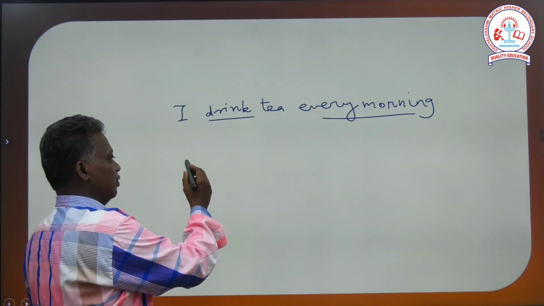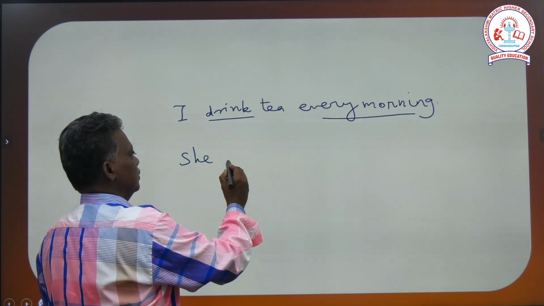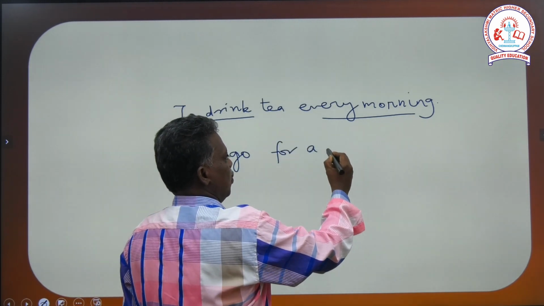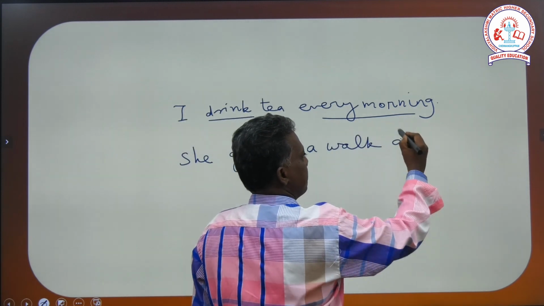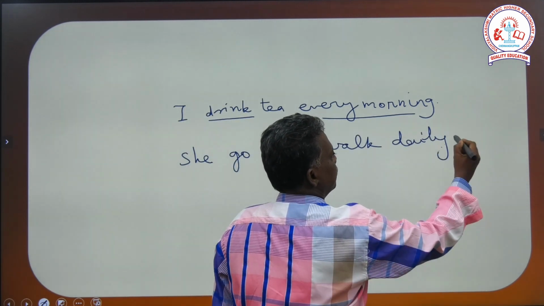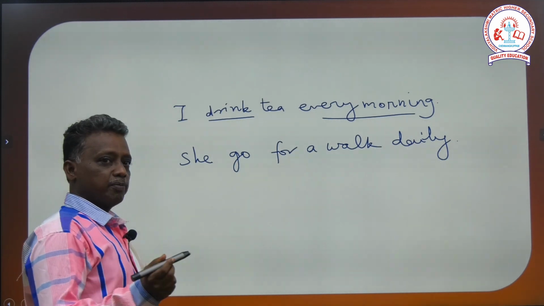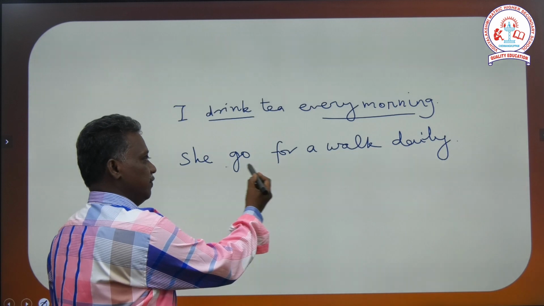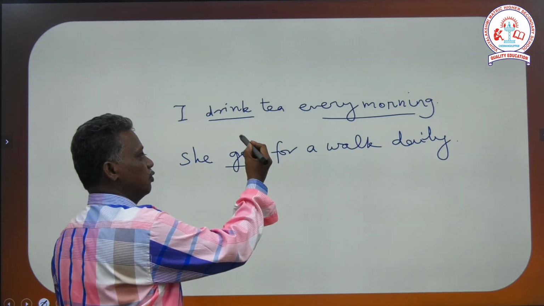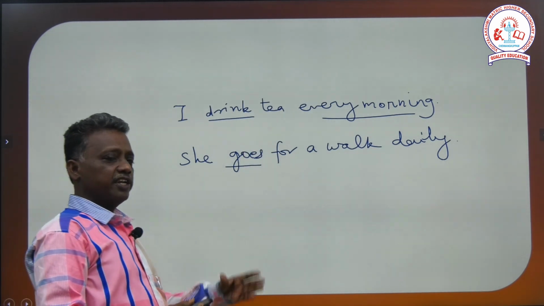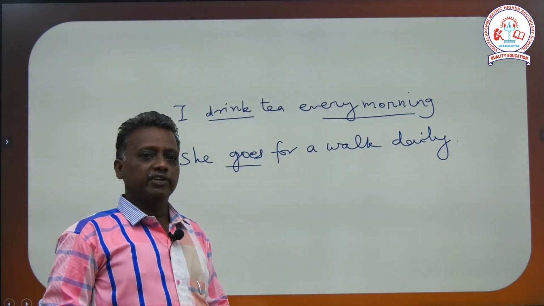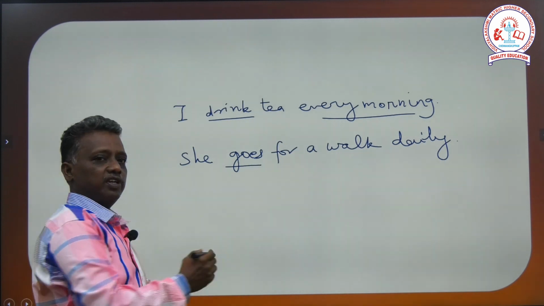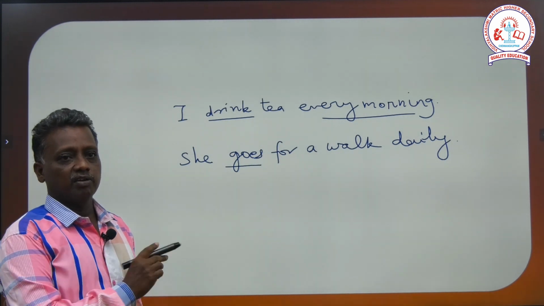Suppose, for example, she go for a walk daily. Is it correct? Do you remember the rule? What do we have to do? Simple present tense, third person, we have to add s or es. She goes for a walk daily. So anything we do daily, that means we have to use simple present tense. And in third person, he, she, it, we have to use s or es along with the verb.